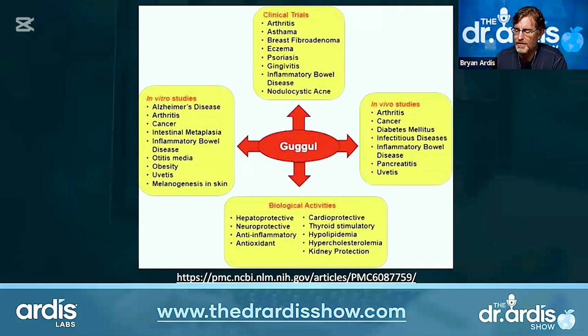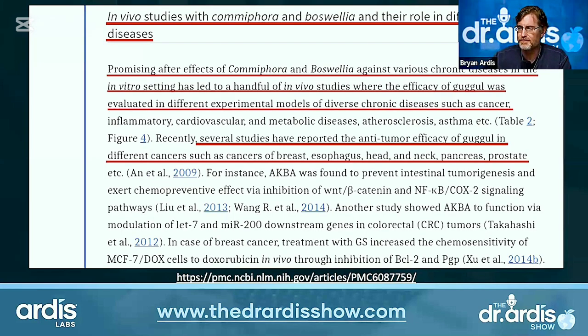At the bottom, you'll see in this research, they discovered Guggulsterones has liver protective effects, brain protective effects. It's anti-inflammatory. It's antioxidant like vitamin C. It's heart protective, thyroid stimulating. It lowers lipids and it lowers cholesterol and it improves kidney function and it protects the kidneys from drug damage. They found all the clinical trials above that were specifically studying its effect on arthritis, asthma, breast tumors, eczema, psoriasis, gingivitis, inflammatory bowel disease, and nodulocystic acne.